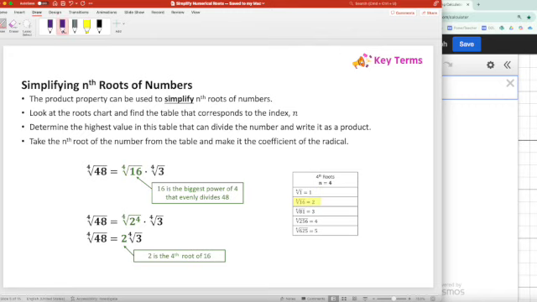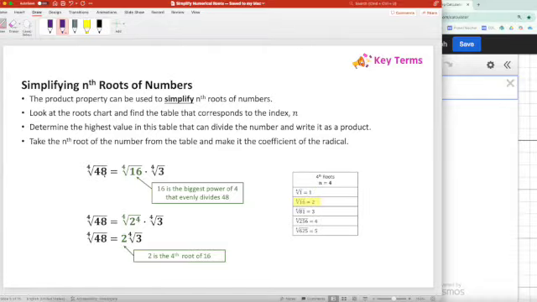The product property can be used to simplify nth roots of numbers just like we do with square roots. What you're going to do is look at the roots chart that's in your study guides and find the table that corresponds to the index, which is n. Determine the highest value in this table that can divide the number and write it as a product. Then take the nth root of the number based on the table and make it the coefficient of the radical.